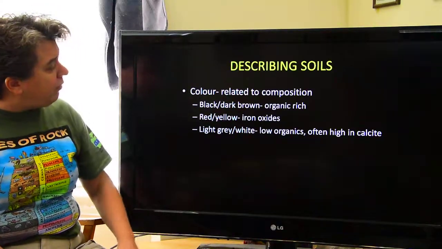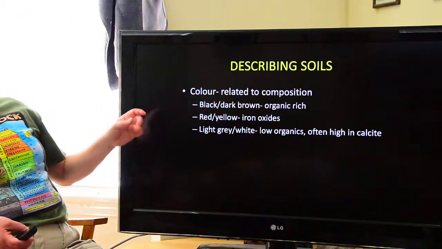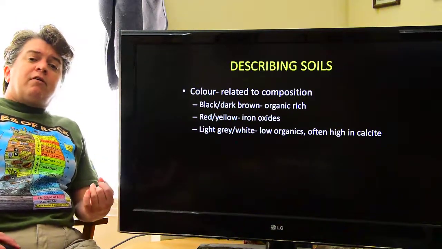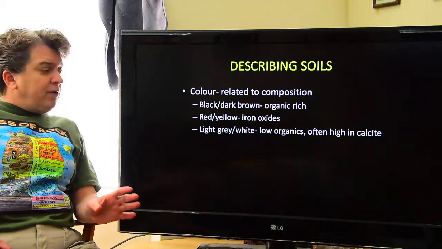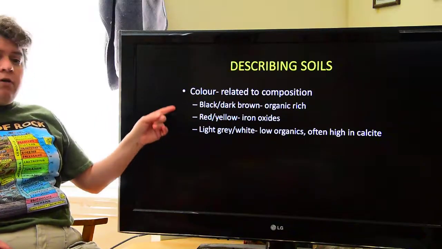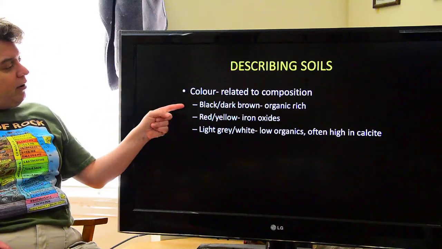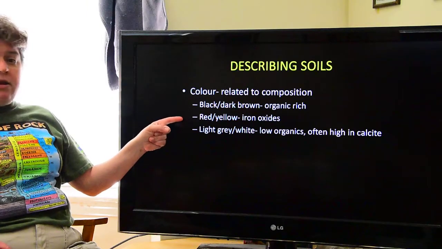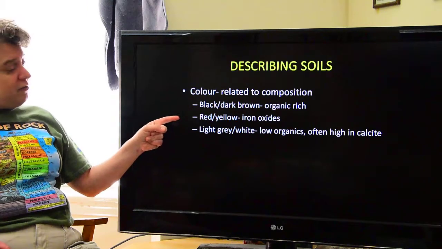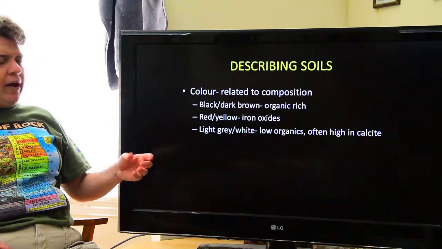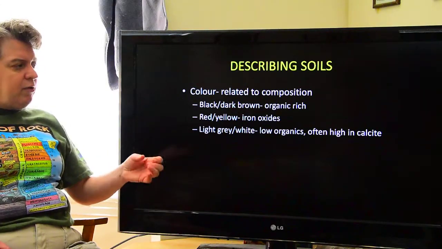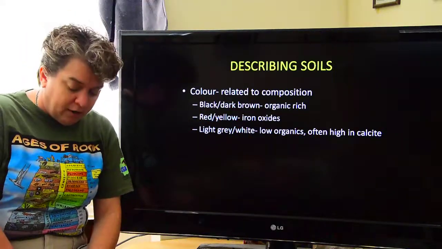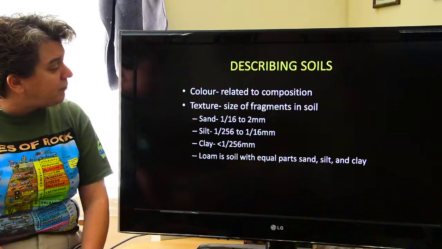Now, when we study soil and look at those different horizons, we use various descriptions to distinguish between different types of soils. One of the things we look at is color, and color is important in soils because it is related to the composition. Here are some examples: a black or dark brown soil is organic rich, reds and yellows indicate iron oxides, and light gray or white means we don't have a lot of organic material, but often you'll have a lot of minerals like calcite in those white colored soils.